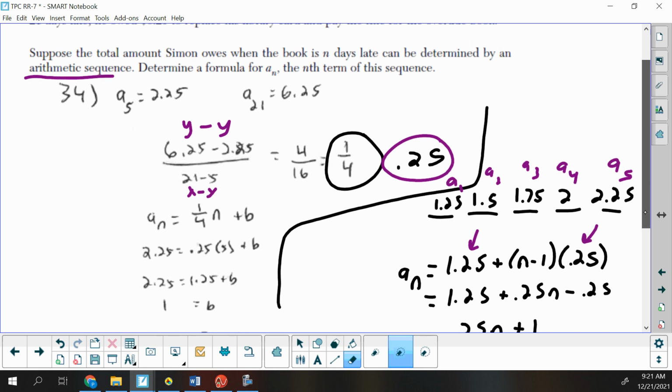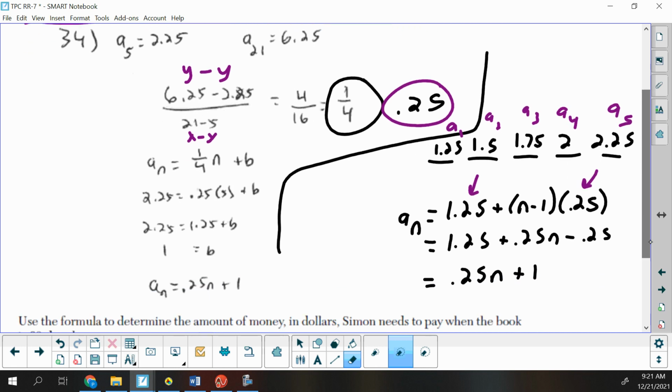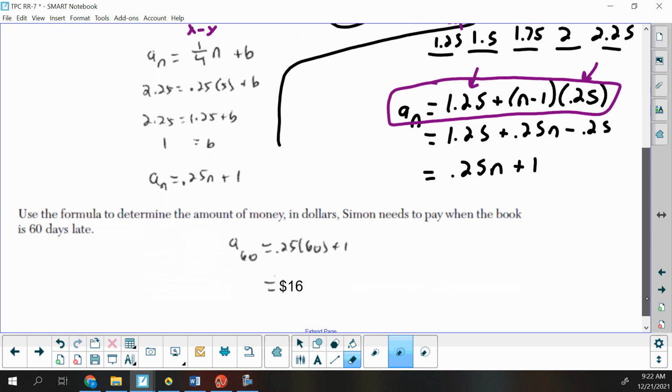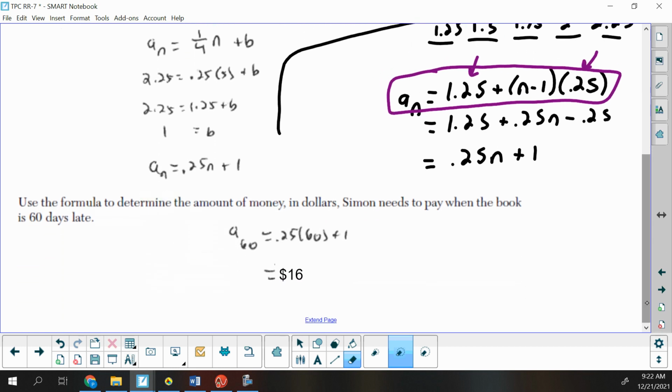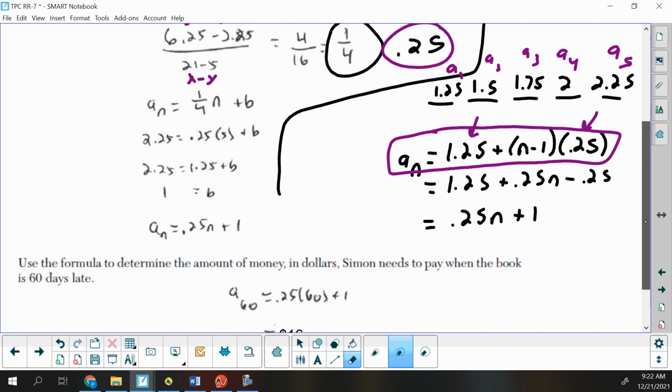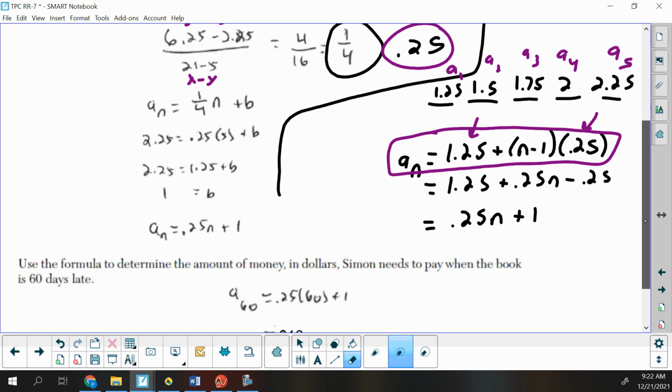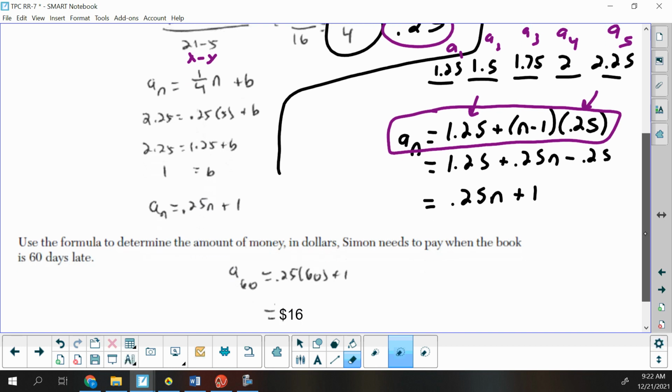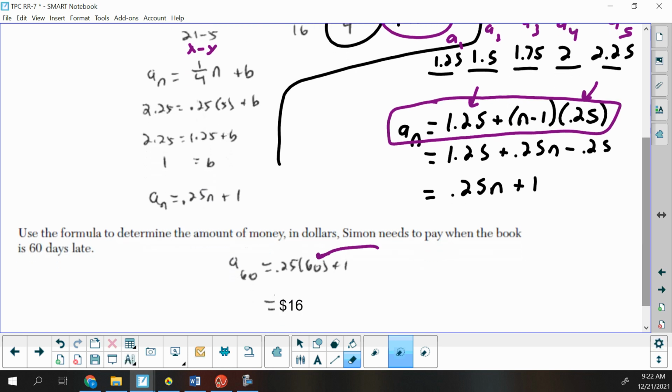And then they wanted our equation in simplest form. So this is normally how we can leave it. But since they wanted simplest form, you just have to distribute and combine like terms. So we get 0.25n plus 1. And then they wanted to know 60 days late. So we could just fill in the 60 for our equation, and we end up getting $16 is how much you would owe for 60 days late.